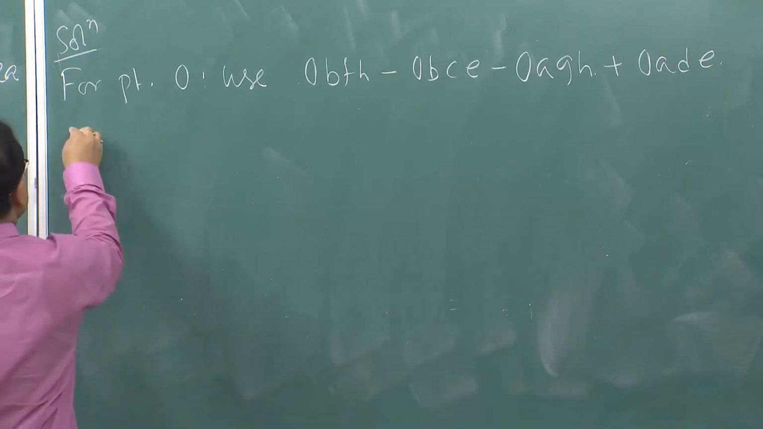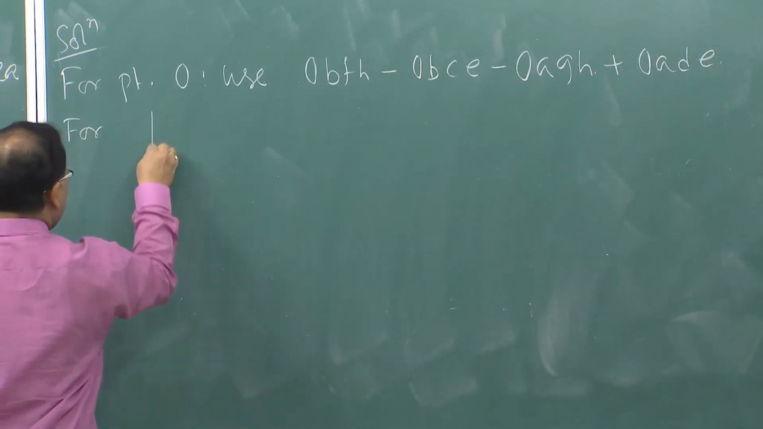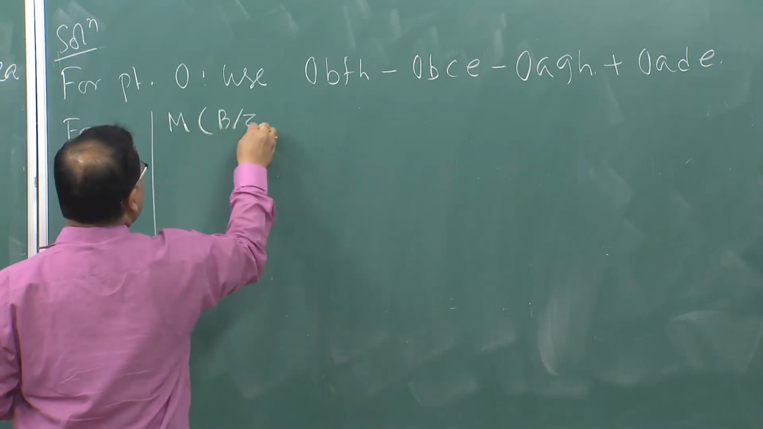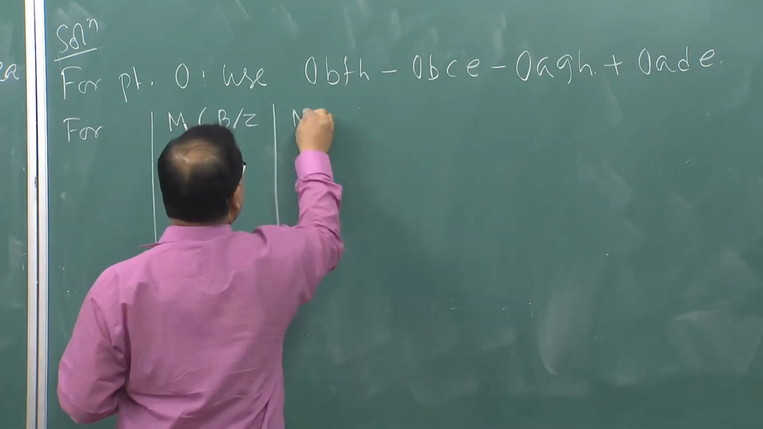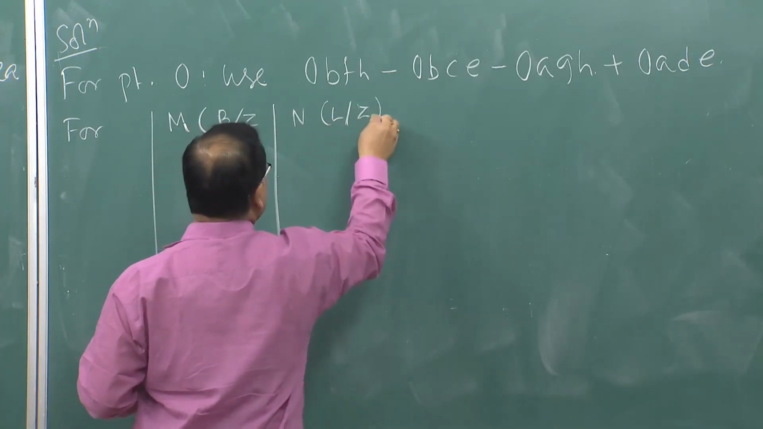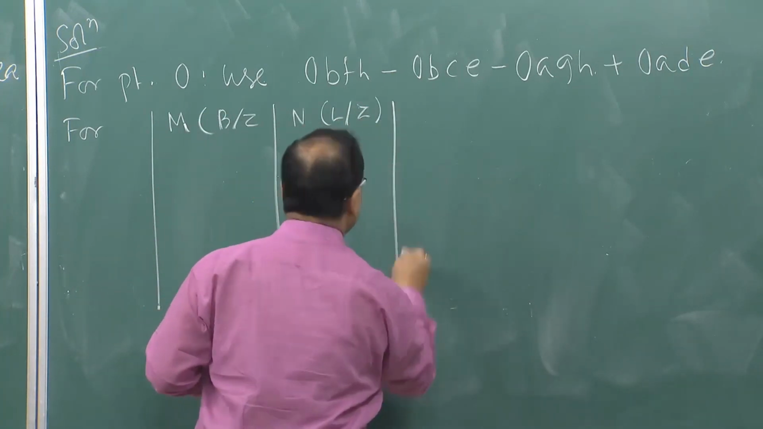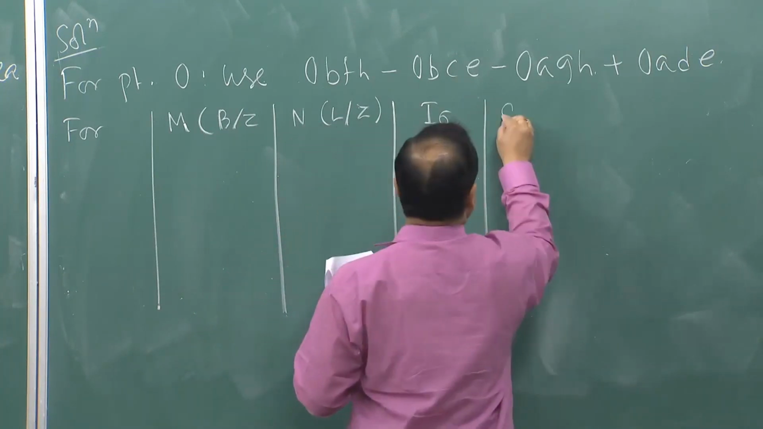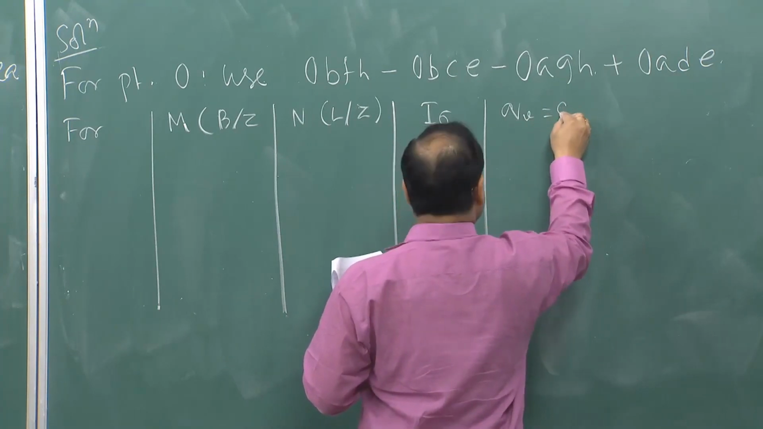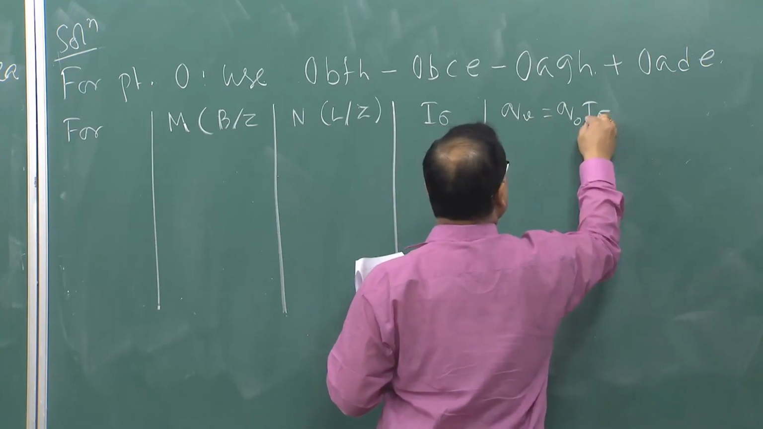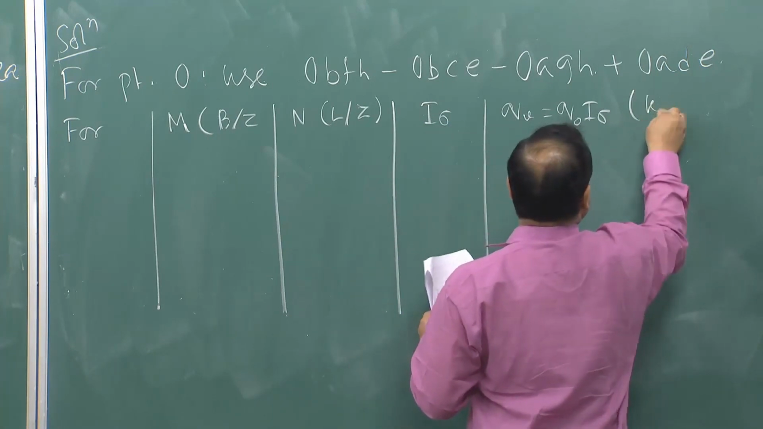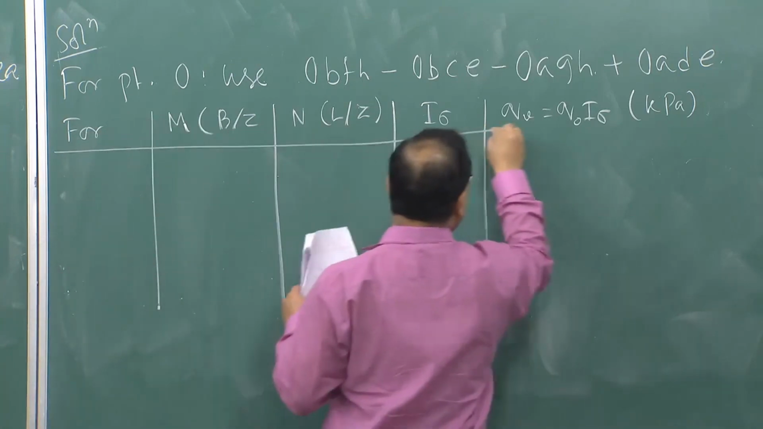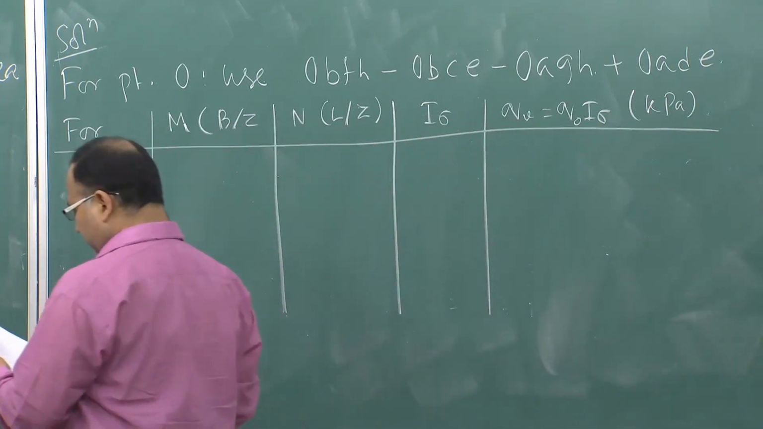For that we will be using a table that will be convenient for us: m, which is nothing but B by z, n, which is nothing but L by z, I_sigma, which we will get from the table directly, and q_v, which is nothing but q_0 I_sigma, in kPa.